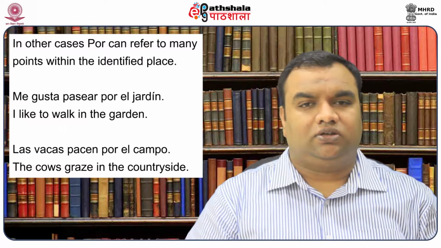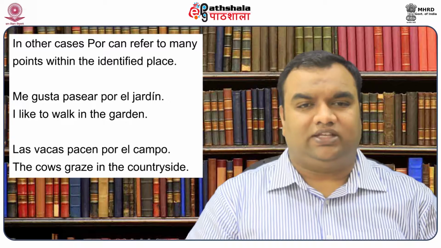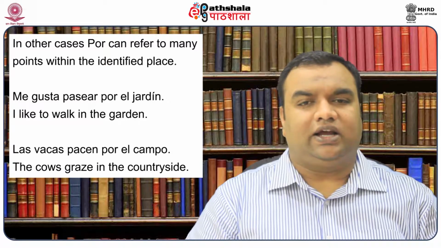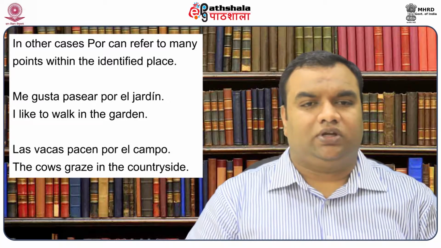In other cases, por can refer to many points within the identified place. For example, me gusta pasear por el jardín. Me gusta pasear por el jardín. In English, I like to walk in the garden.